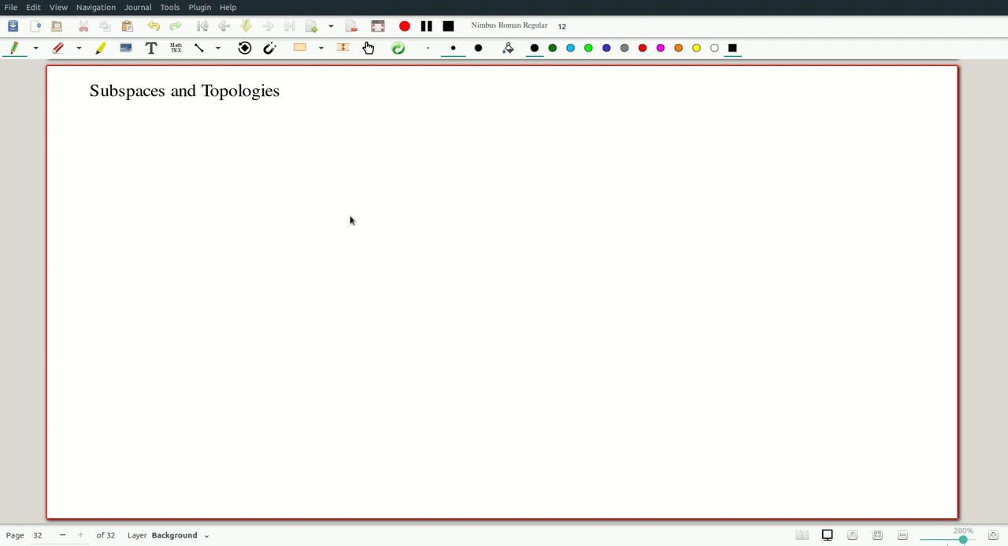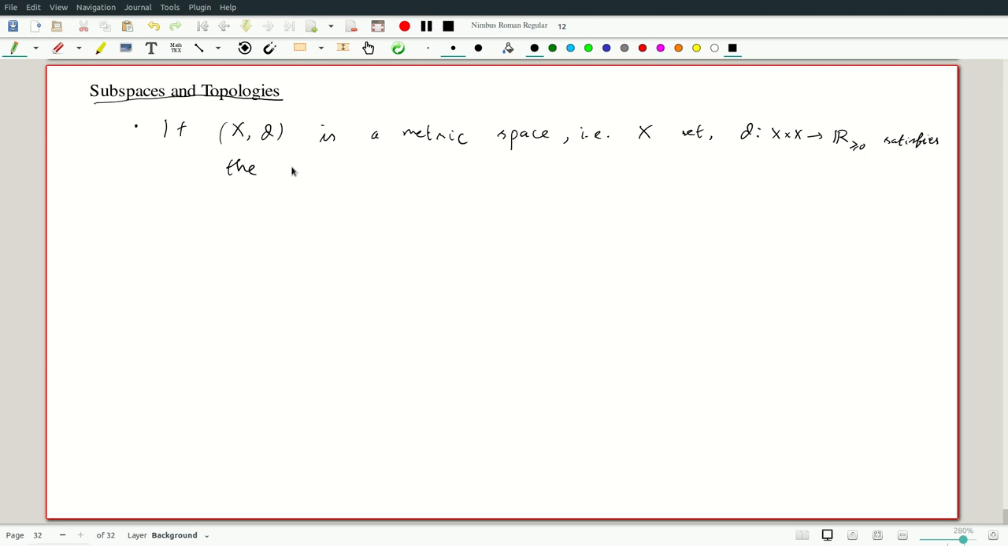So I promised that we are going to get lots of topological spaces using metric spaces, and there are two steps to this. First of all, a very simple observation: if (X, d) is a metric space, which means that X is a set and d maps X cross X to the reals greater than or equal to 0, satisfying the properties of a metric.